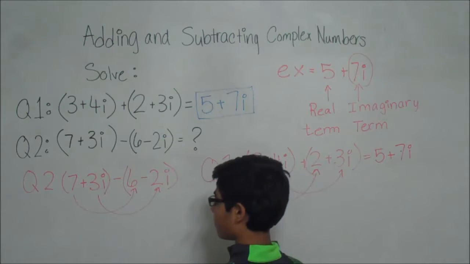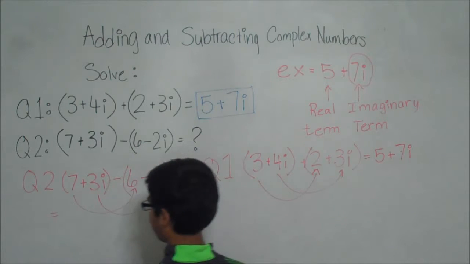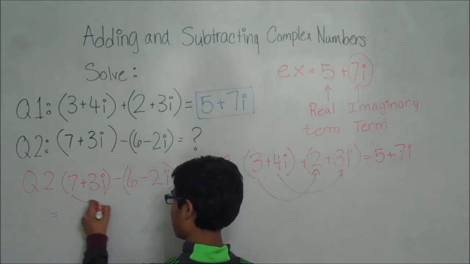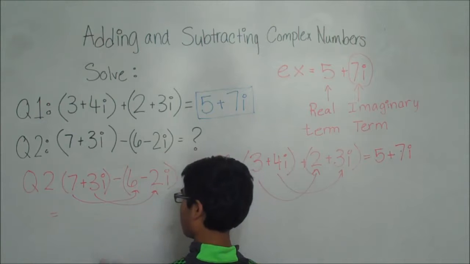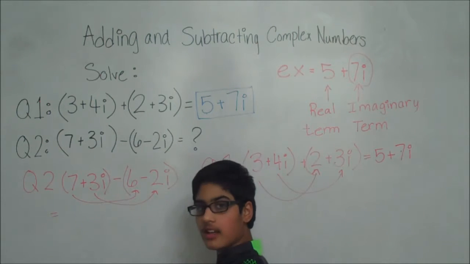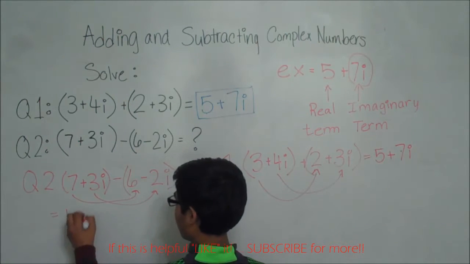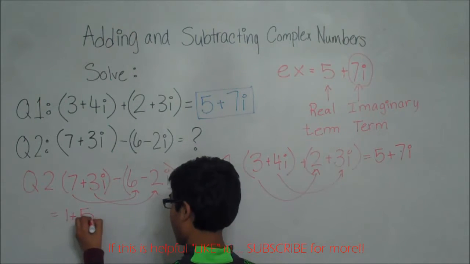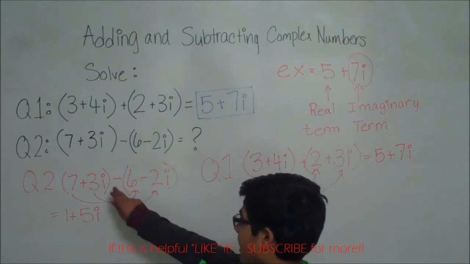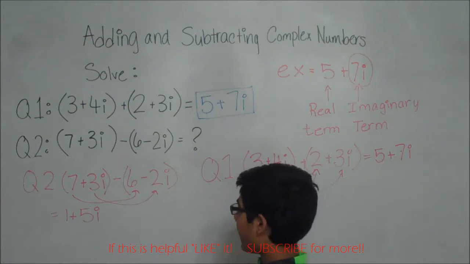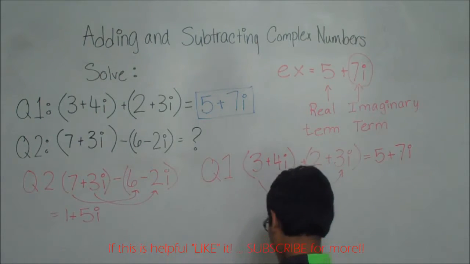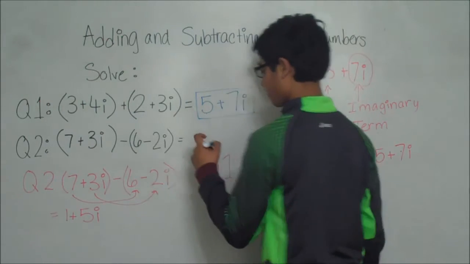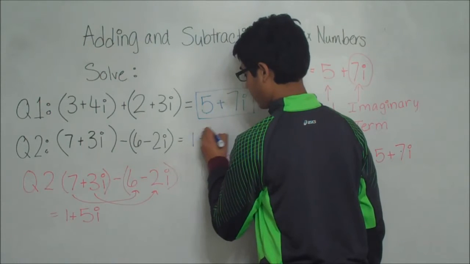So we get 7 minus 6 is 1, and 3i minus negative 2i is plus 5i, because negative negative equals positive. So the answer to question 2 is 1 + 5i.